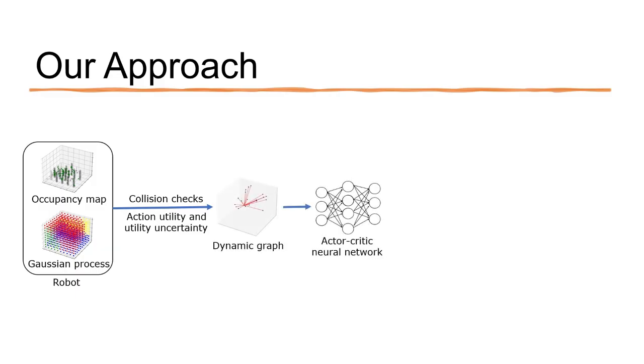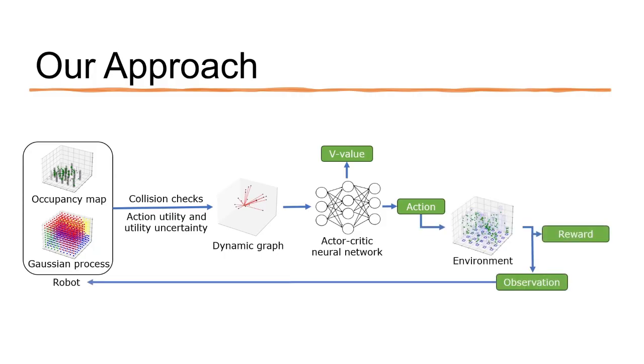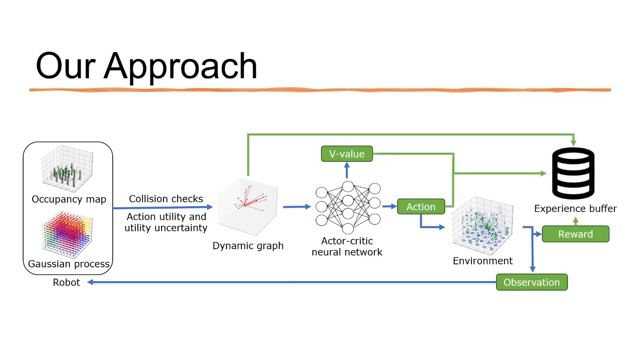Our actor-critic network uses the dynamic graph to output the V-value of the robot state and choose the next action to execute, which generates a reward and observations from the environment. The experience buffer stores the variables utilized to train the actor-critic network. The blue arrows indicate the robot control loop and the green arrows are variables stored in the experience buffer.